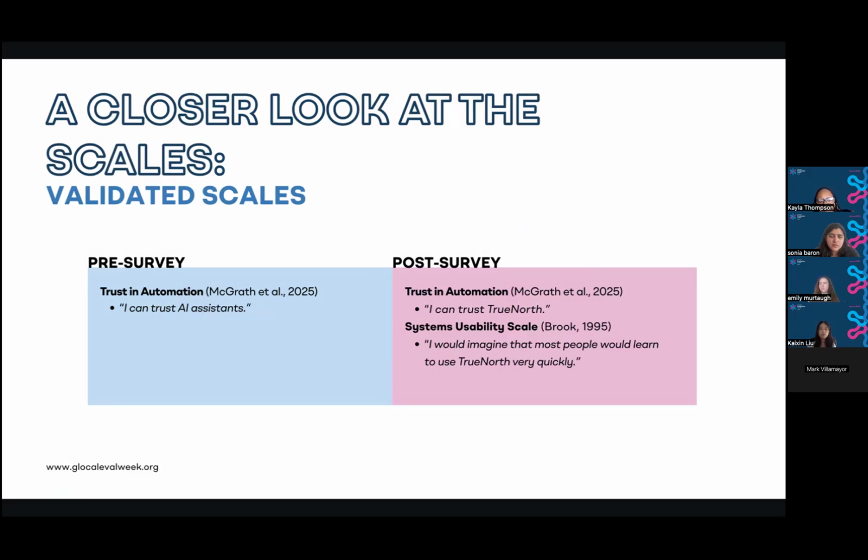trust and automation scale, which we used in the pre-test and post-test, looking at trust in AI so that we could see if users' perceptions of AI were related to their perceptions of TrueNorth.